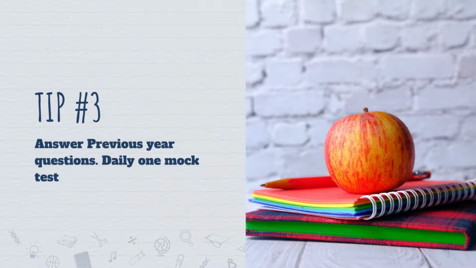From the same topic they can twist the question, or they can change the options and give you. So it is always advisable to go through at least the previous 5 years' question papers. For a year you will get mostly two sets of question papers, right? So you can answer them accordingly.